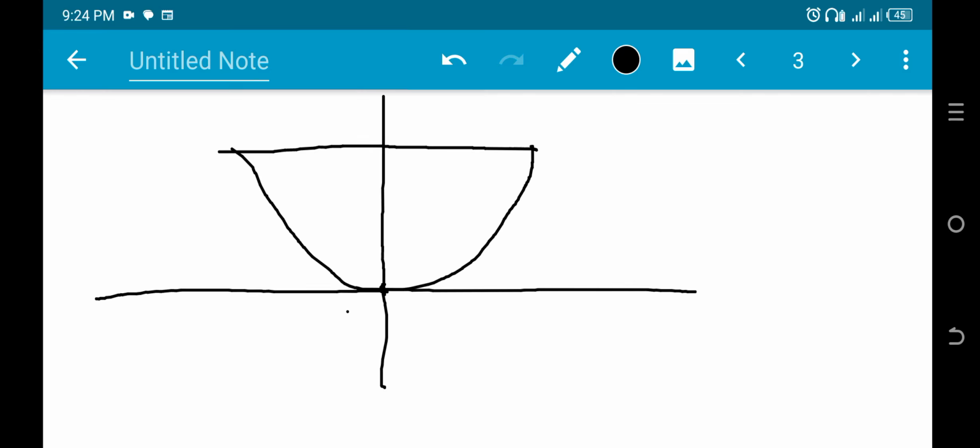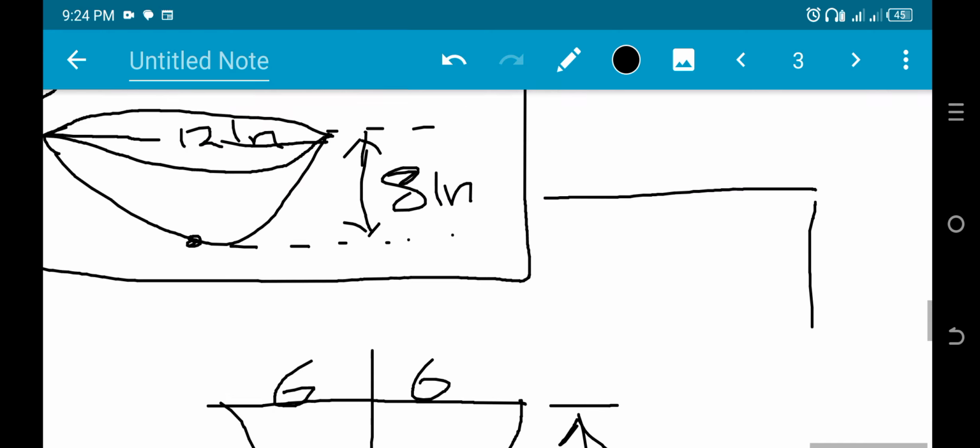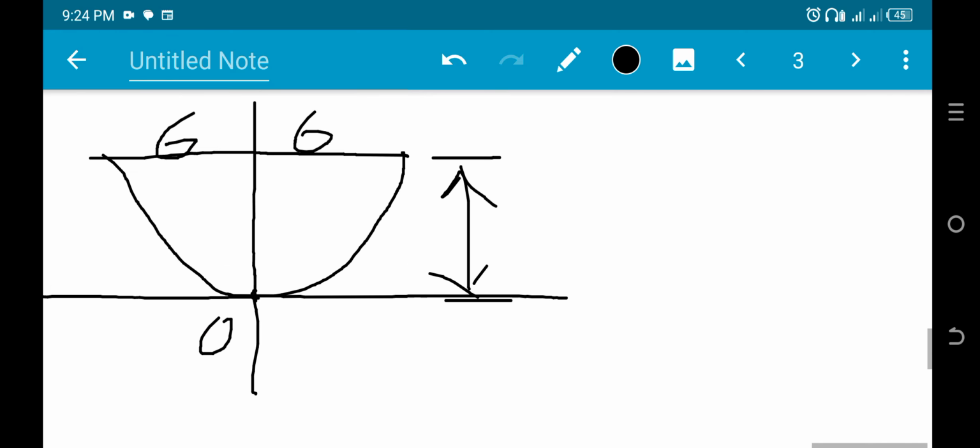So now if this is 0, we know that the whole horizontal distance is 12 inches. So it means here it's 6 and here it's 6. And the vertical distance, our vertical distance was given to be 8. Now the question is for you to find the focus.